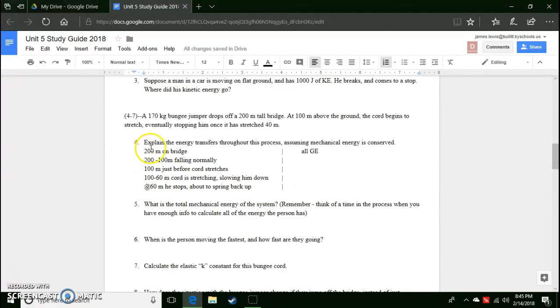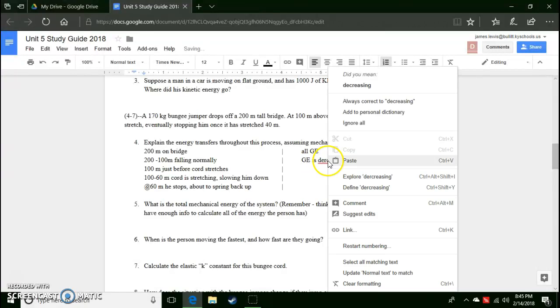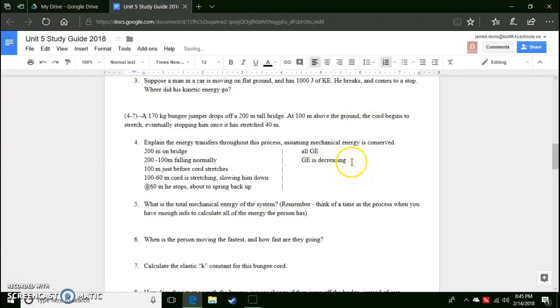And as a matter of fact, you're never on the ground. You're always above zero, so you have gravitational in every single one of these. But one thing that you can say for sure, in all of these after the first 200, you're lower. You're lower to the ground. So in every single one of them, we can also say that GE is decreasing. That's not how you spell decreasing. There we go.